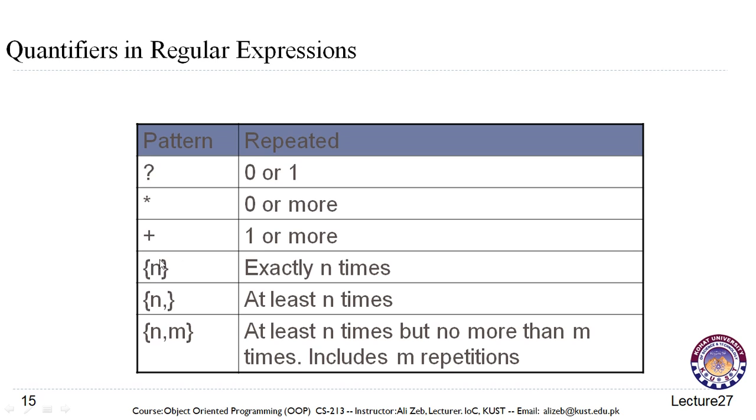An n, or any number, inside these curly brackets means exactly n times. A number followed by a comma means at least n times, so there can be at least n times, and it can be followed by any number of times. And n and m specify a range: at least n times but no more than m times, inclusive of n and m. For example, if we have 3 to 6, then we will have a range of 3 to 6 over here. So this tells us the range of the number of times that we can allow an expression at that certain position.